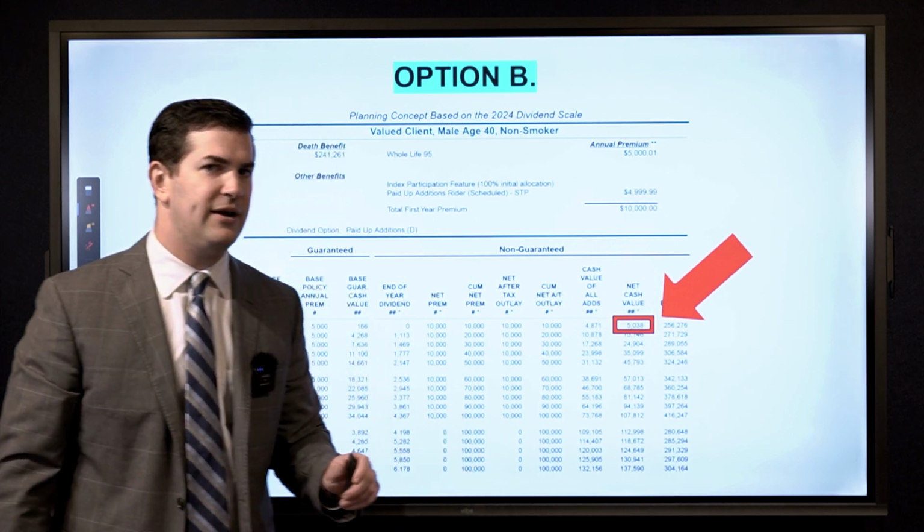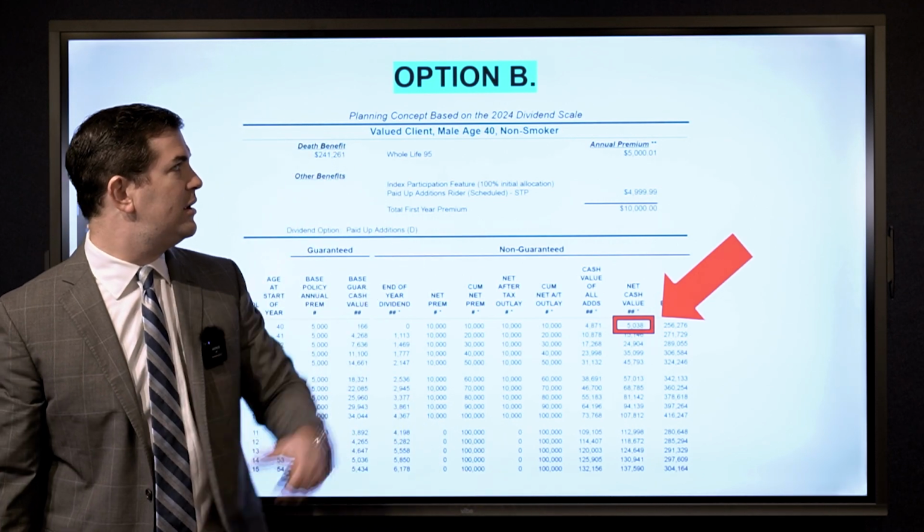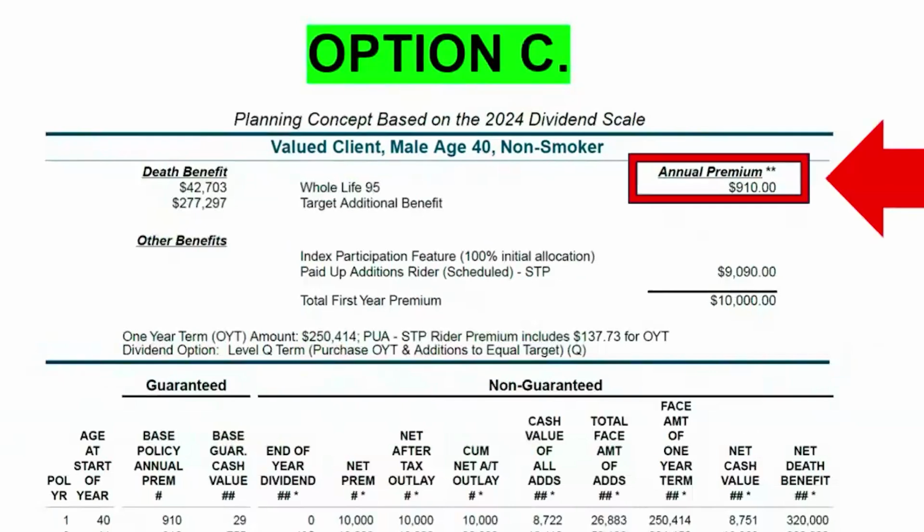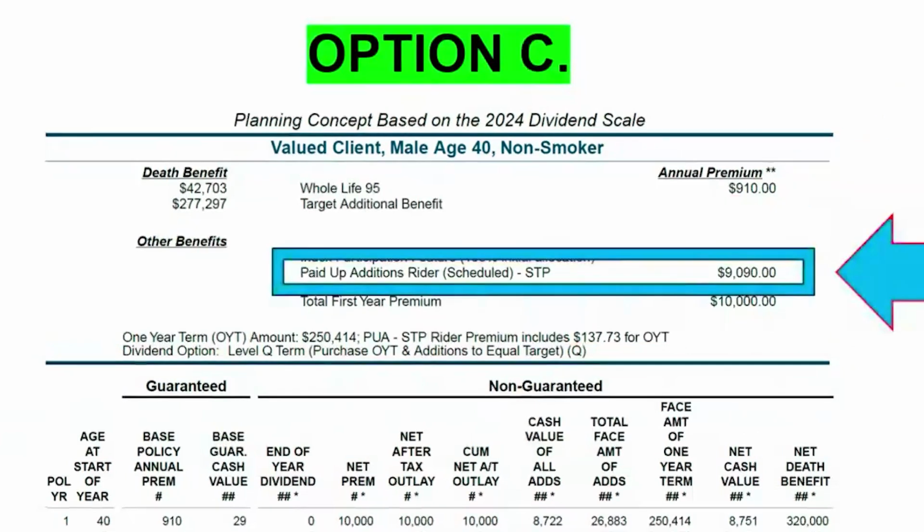We're going to look at a side-by-side in a moment. But first, let's look at option C. What do you notice here? There's your premium, $910. You also have a term insurance rider. There's the cost right there. It's a little bit more than $100, but the true minimum is the premium plus the cost of the term. The rest is going toward the PUA rider.